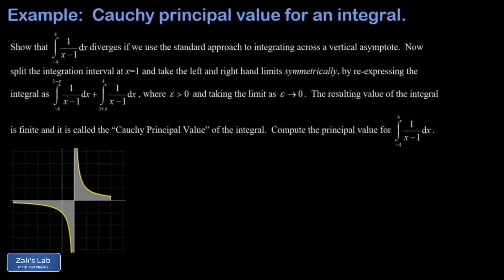In this video, we're looking at an improper integral. So it's the integral of 1 over x minus 1 integrated on -4 to 4. And the main point of this video is to compare two different approaches to computing this integral.